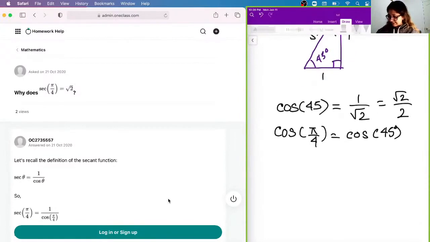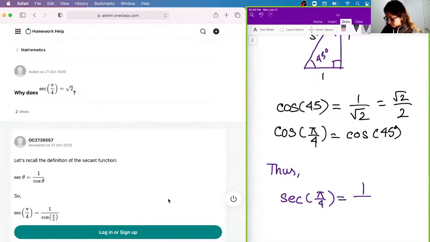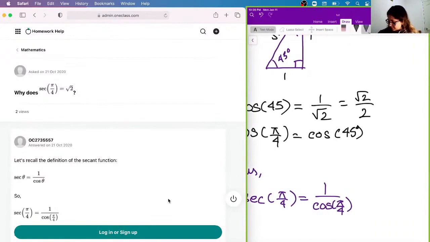And so thus we can say that secant of pi over 4 is equal to 1 over cos of pi over 4. Right, so we just substitute cos of pi over 4 is equal to square root of 2 over 2. So you have 1 over square root of 2 over 2. And you just flip this over, so you have 2 over square root of 2. Okay.